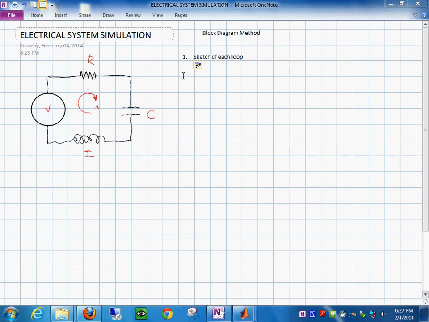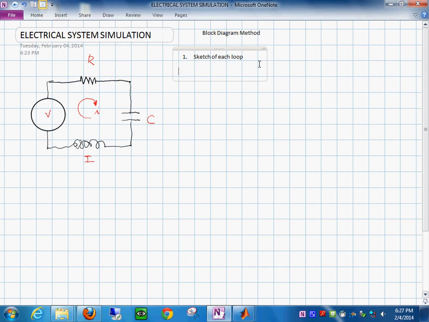So I'm going to say sketch each loop, and then of course I'm going to put it maybe in here, and I say number 2. Number 2 is going to be apply Kirchhoff's law. What does applying Kirchhoff's law mean? It says that the summation of the voltages in a loop should be 0, is what the law says on each loop.